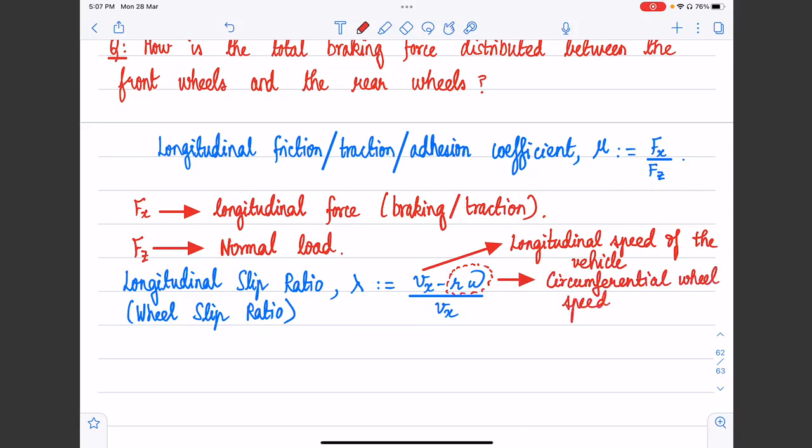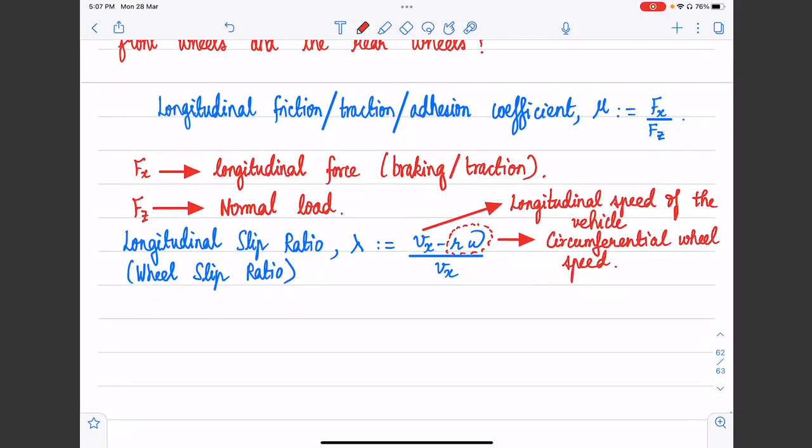During braking, it turns out that there is a difference between the longitudinal speed of the vehicle and the circumferential wheel speed. They are not equal. Consequently, Vx minus R omega indicates the difference, and it is normalized by Vx, and that gives rise to what is called the longitudinal slip ratio or the wheel slip ratio.